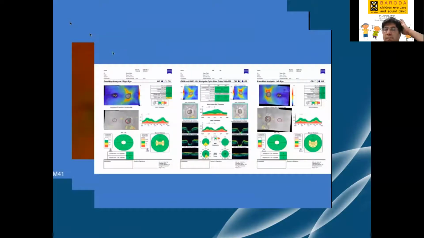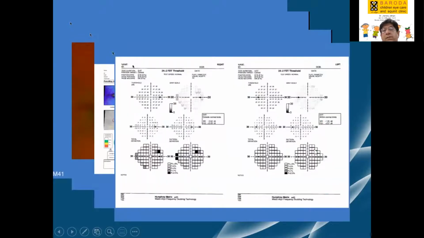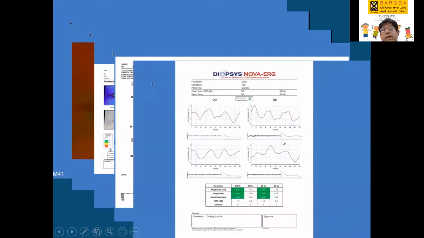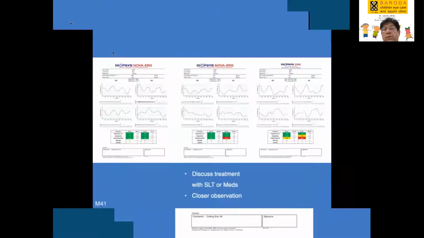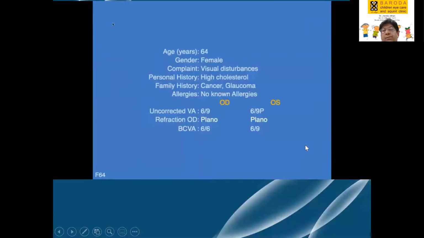This is the OCT report, and it is showing almost normal OCTs. These are the visual fields, again quite normal fields, and these are the pattern ERGs which are almost normal, but they kept on doing serial pattern ERGs and following up the patient, and they found that here it started showing some problem.